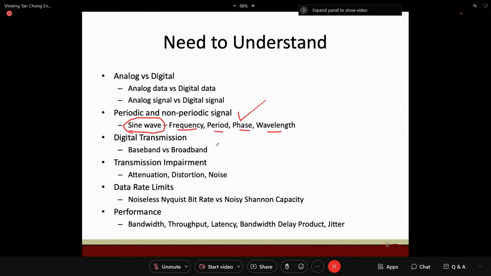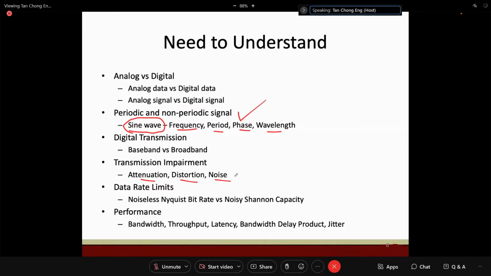And for digital transmission, we will have baseband versus broadband, and then we will look at different transmission impairments as well, which are the problems of transmission, such as attenuation, distortion, and noise. So what is attenuation? Attenuation is basically your signal getting weaker and weaker. And distortion is signal disturbance caused by an external source of signal. When external sources of signal come close to each other, they will cause distortion to each other. And then noise. What is noise?